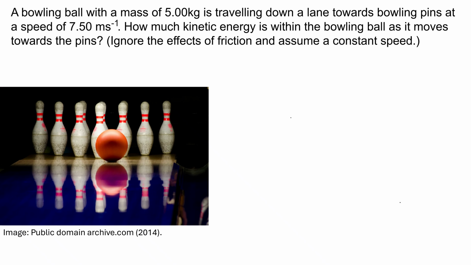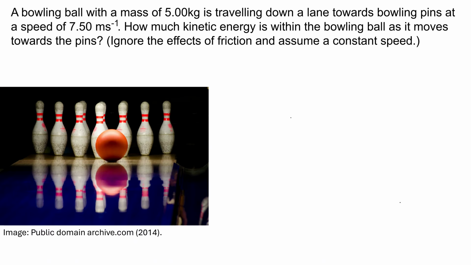A bowling ball with a mass of 5.00 kilograms is traveling down a lane towards bowling pins at a speed of 7.50 meters per second. How much kinetic energy is within the bowling ball as it moves towards the pins? Ignore the effects of friction and assume a constant speed.